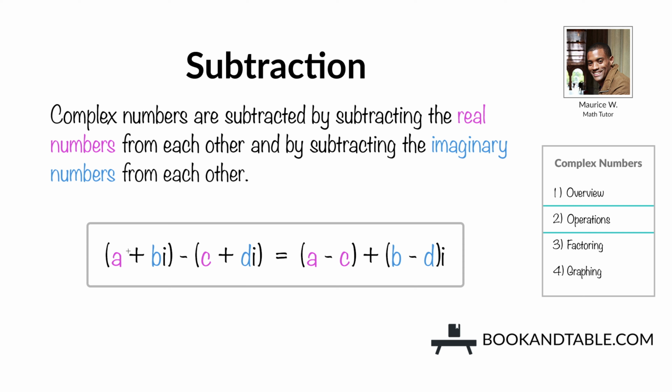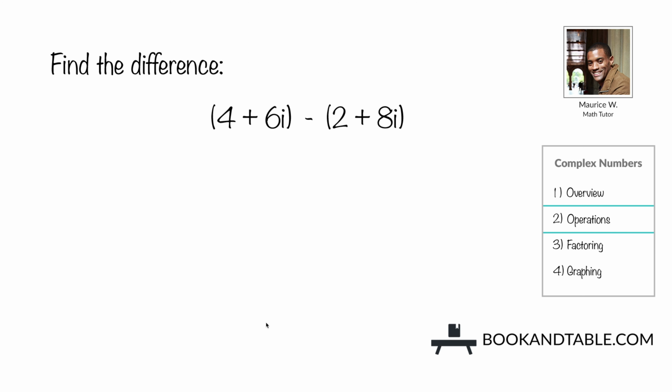So then we wind up having a minus c plus bi minus di, which would be b minus d times i. And we add those sums together since we've already distributed this -1. So let's take a look at an example to help this become a little bit clearer. Find the difference of 4 plus 6i minus 2 plus 8i.